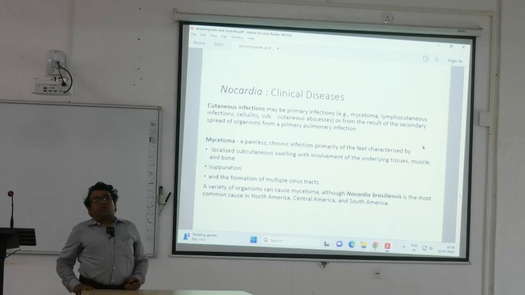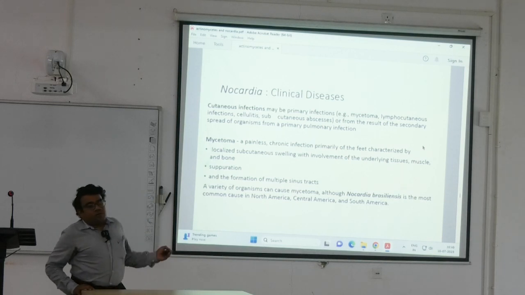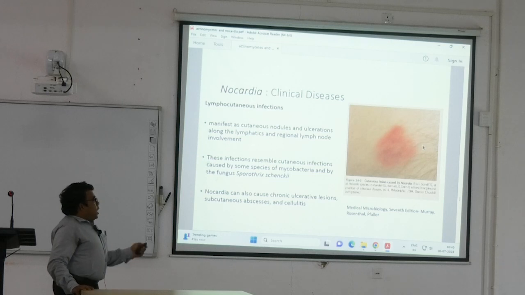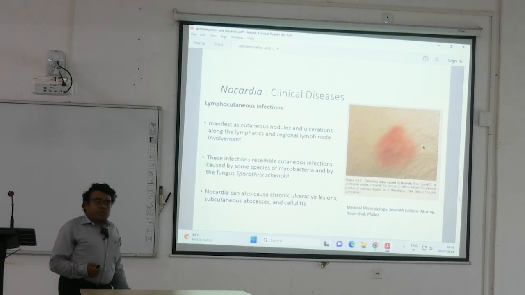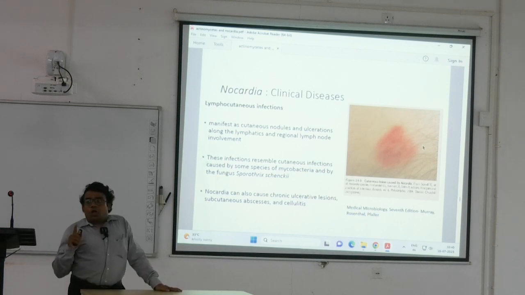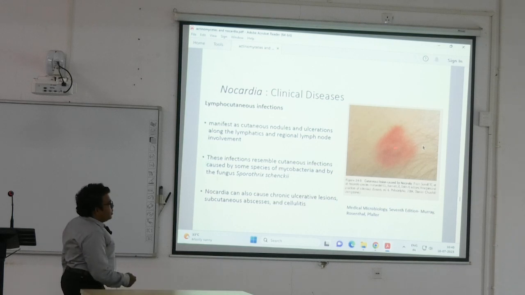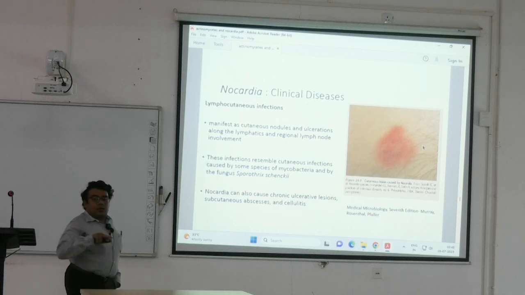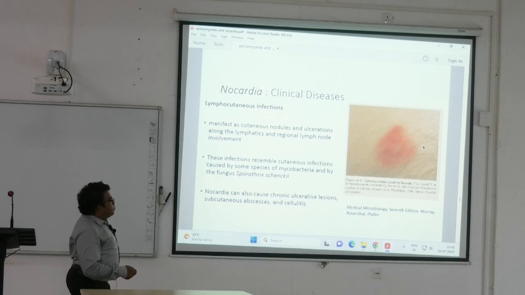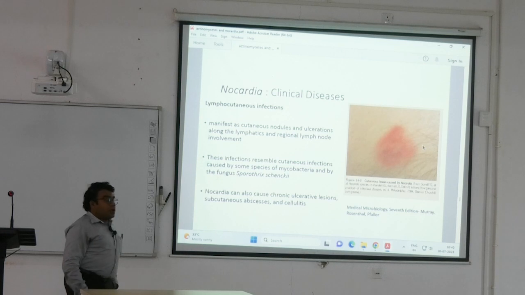Nocardia braziliensis is one of the common implicated causes of mycetoma. Another manifestation would be lymphocutaneous infection. What is this? Cutaneous nodules are present along with regional lymphadenopathy. I think you can appreciate the redness, but it is not elevated. This is the sort of infection which is associated with Nocardia.